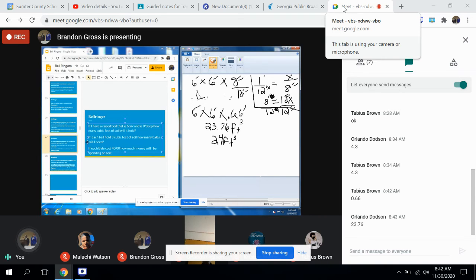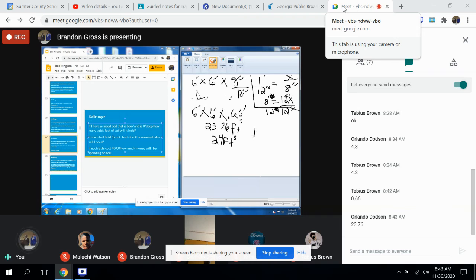Now, soil comes in bags or it comes in bales. Each bale will hold 3 cubic feet of soil. How many bales will you need? I've said to students in the past, there are very few things from math that you will really use in real life, and proportions is one of those things.